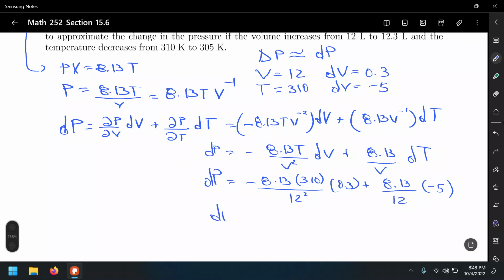dP should be negative 8.829. Well, the units in this case are kilopascals. All right.